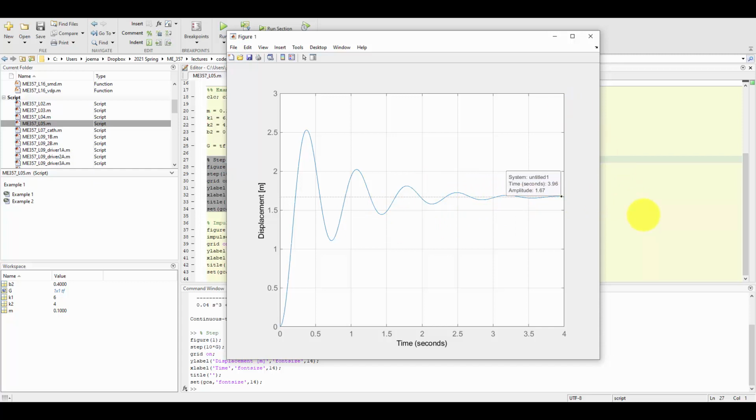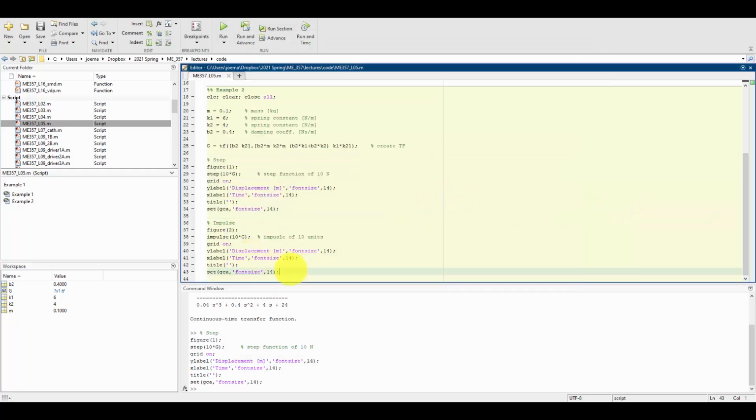Let's see what happens if we apply an impulse. So same magnitude, kind of. It's 10 units still.